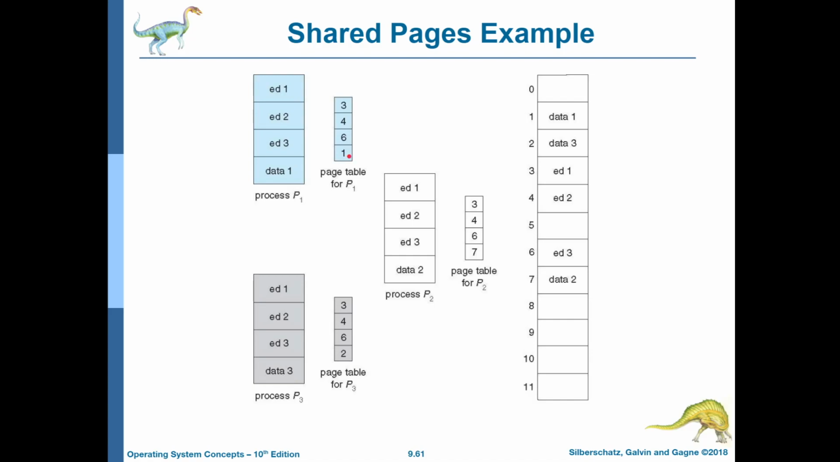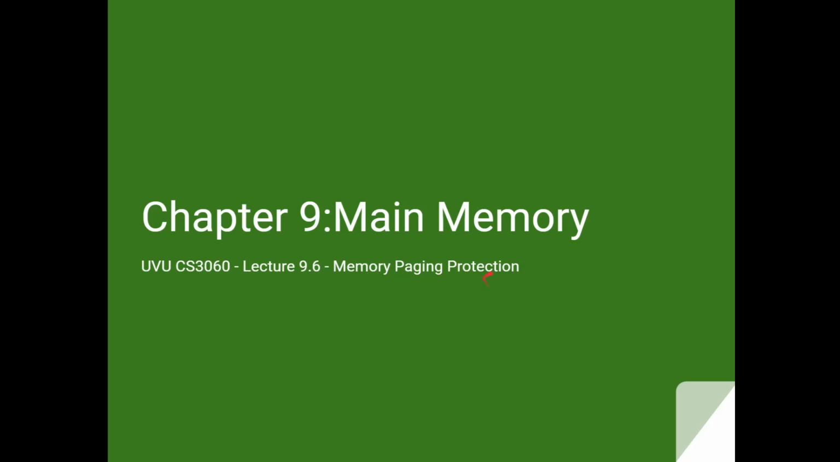So we see process 1 has its data in frame 1. Process 2 has its data in frame 7. And process 3 has its data in frame 2. This brings us to the end of lecture 9.6, where we talk about memory paging protection.